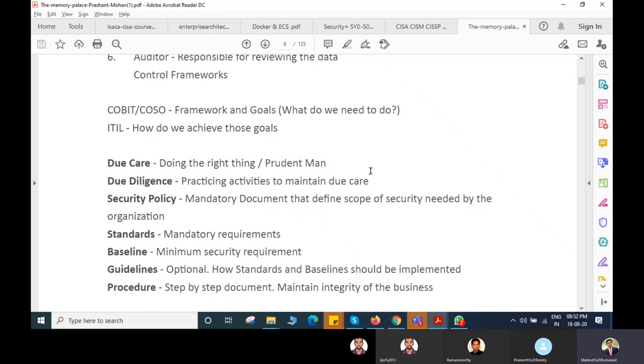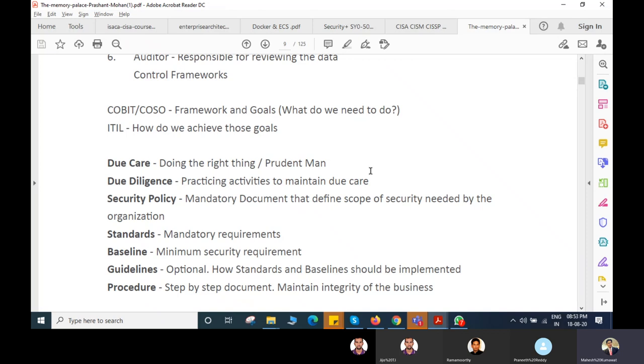Due diligence is practicing activities to maintain due care. So what are the practices? How can we maintain the culture and the environment of the company? Suppose your company environment does not allow USB or magnetic devices inside the company. So for due care and due diligence, the security guard will check your bags and all your belongings once you enter the company.